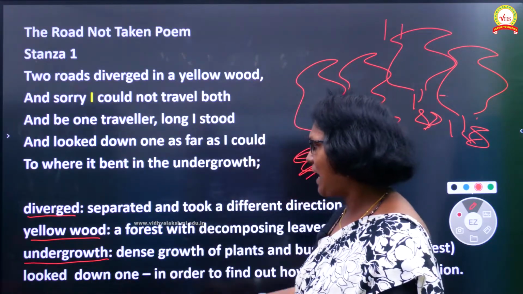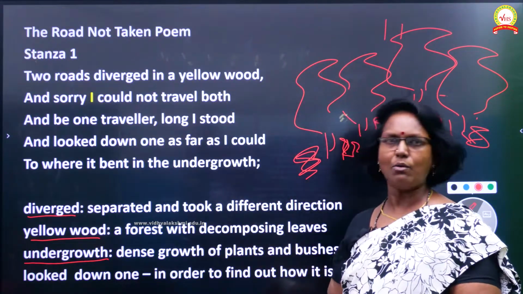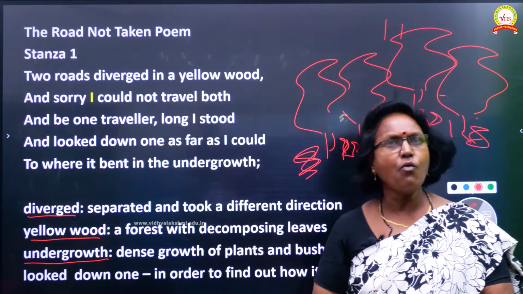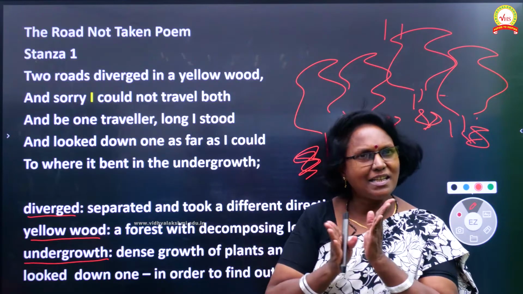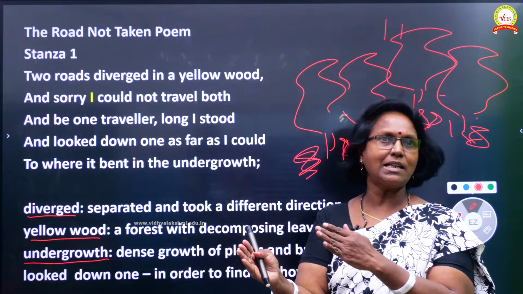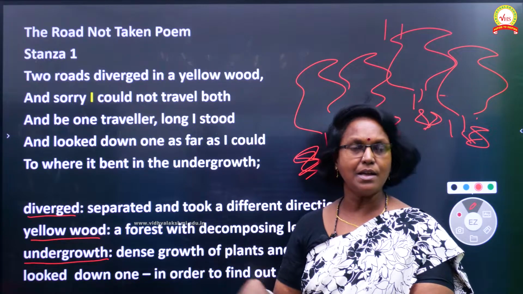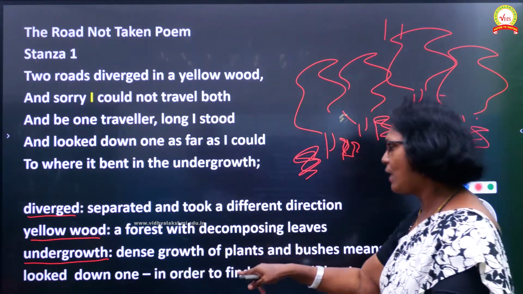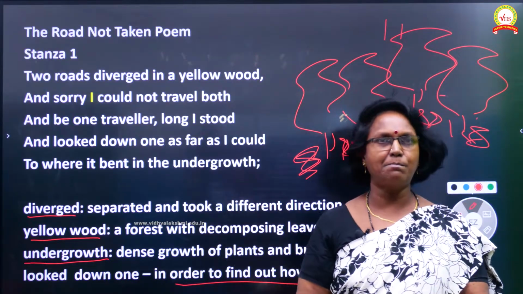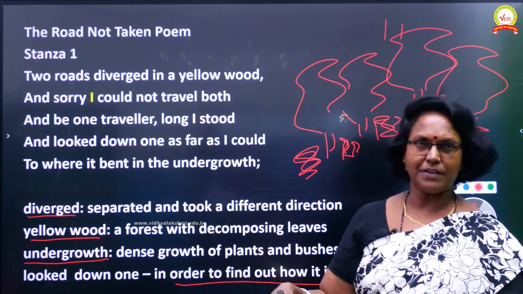And the next thing that we have is "looked down one". What's the meaning of "look down one"? It's not looking down in this way. It is to look far beyond to see how far that path goes. Does it turn any direction? Can he judge what is going to be next or beyond that particular point? That is what he means to say when he says "looked down one", in order to find out how it is, or else simply to take a decision. So this is what is there in the first stanza.